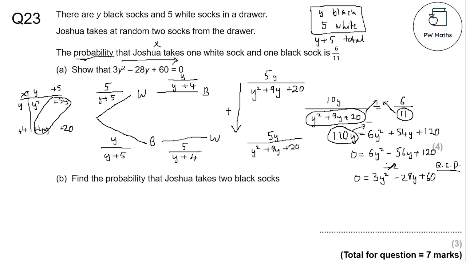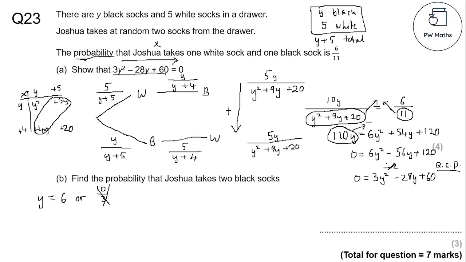Part B, find the probability that Joshua takes 2 black socks. Well, we've got a lovely quadratic here. We've got to solve it. Menu, A, 2, 2. We've got 3 equals, minus 28 equals, 60 equals. We know either y is, if I press equals on the calculator again, y is 6 or y is 10 thirds. Now I don't know about you, but I find it quite difficult to have 10/3 of a black sock, so quite clearly that one doesn't work. We know y is 6.